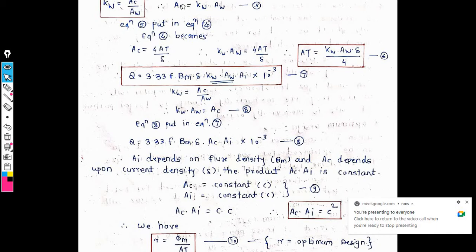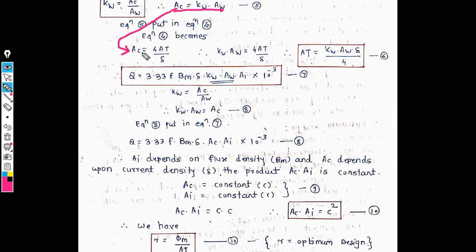But the value of AC is there, so put this value in this equation. That is KW into AW is equal to 4AT upon sigma. That is, we arrange the equation for ampere turns. It is equal to KW into AW sigma upon 4. Then this is the output equation of the three-phase transformer.